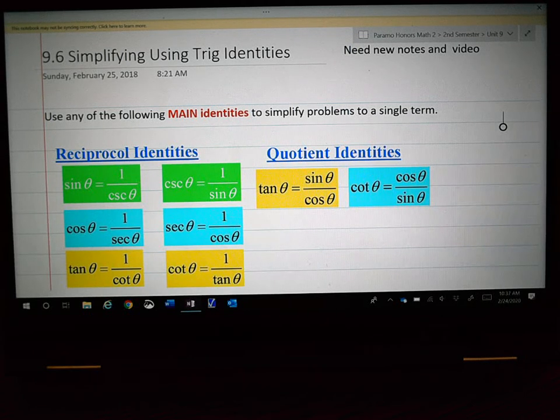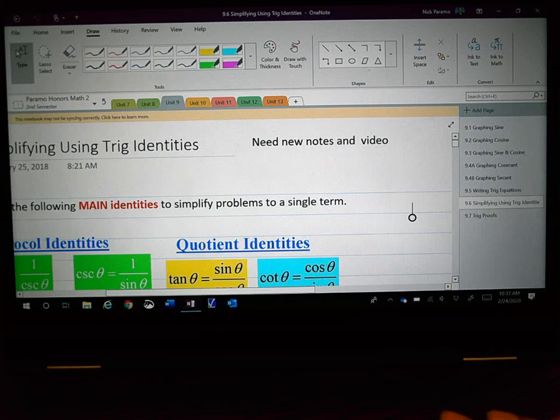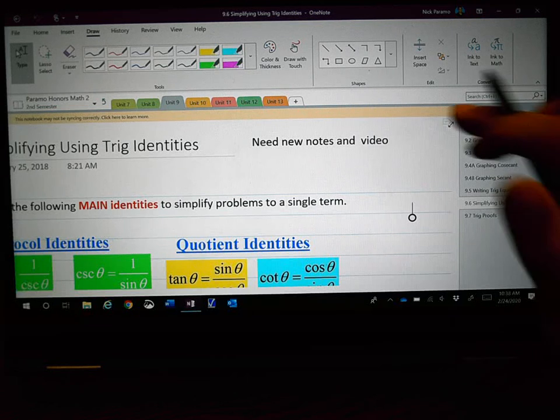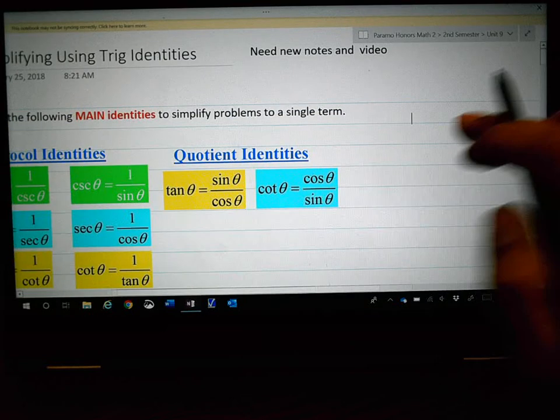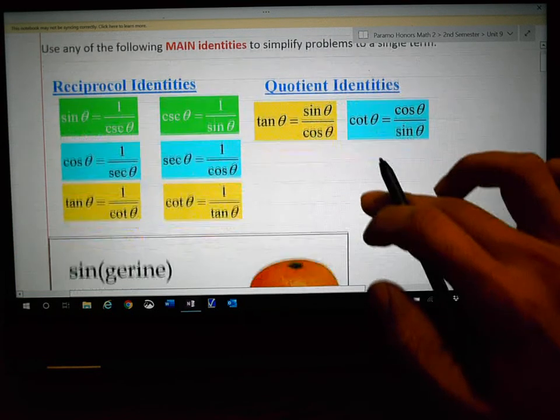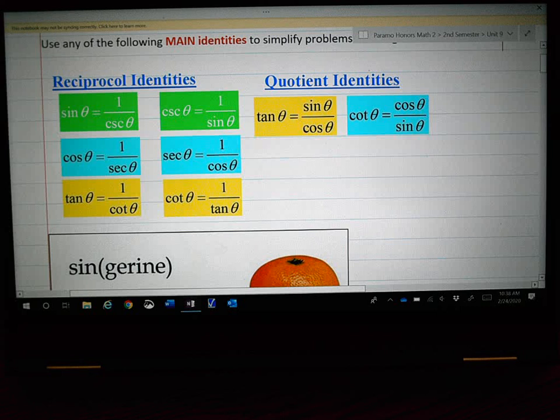So 9.6 is going to be different than what you've learned. When I say different, the first 5 sections deal with graphing, and the last 2 sections are going to deal with expressions that involve simplifying and even go into something called trig proofs. So what I'm going to show you here are some of the main things that you're going to use.